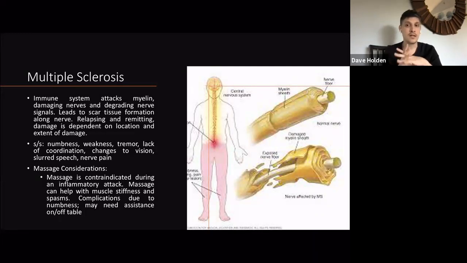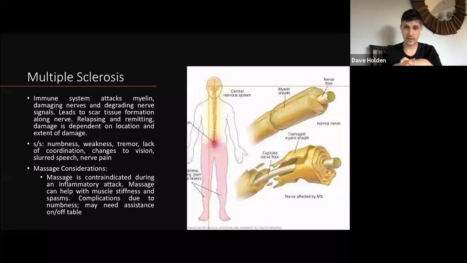But the cause is autoimmune, and there's nothing a massage therapist can do about that. We can just treat symptoms with the muscles as they arise. So be aware they will have the same complications of numbness. They may not be able to differentiate pressure or temperature. Also, since they're experiencing muscle weakness and tremors, they may need assistance getting on and off the table.